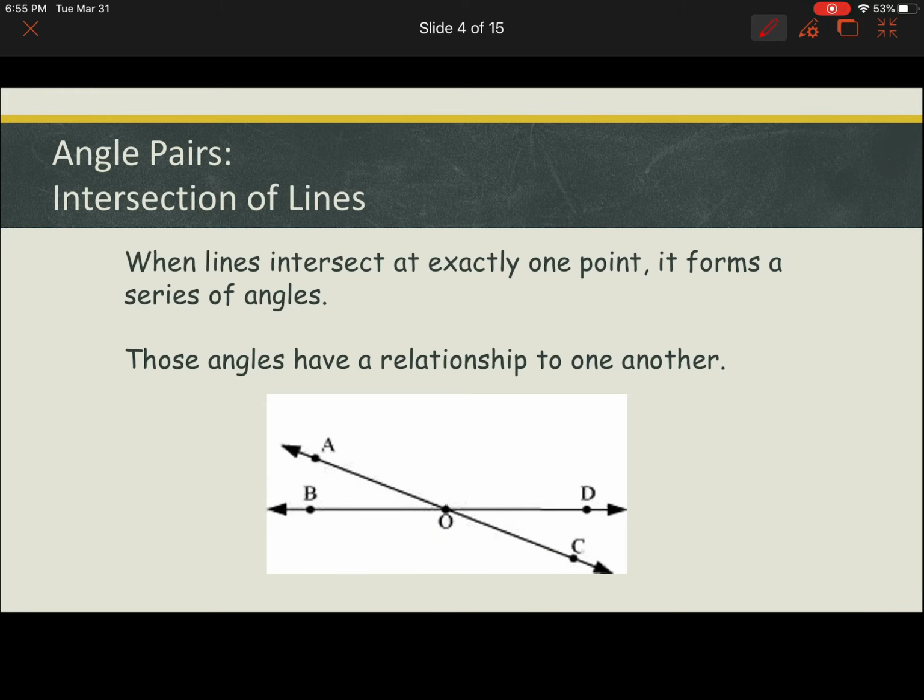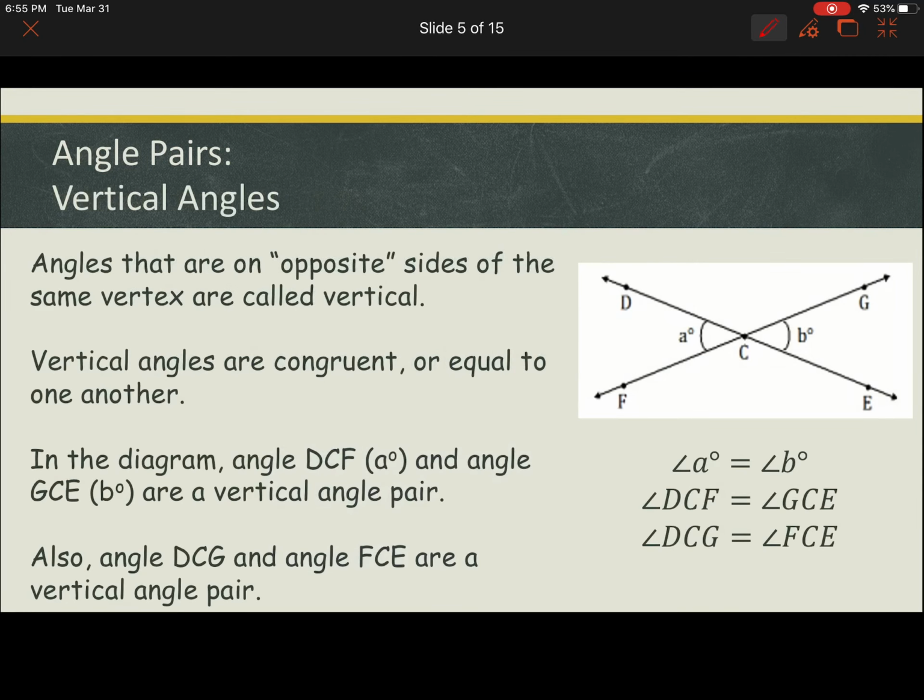So we're going to talk about intersections of lines. When you have lines that intersect at one point, it forms a series of angles. So we're going to take a look at what type of relationship they have to one another. First type are vertical angles. So angles that are on opposite sides of the same vertex. Here we have a vertex of C. The ones that are on the opposite sides of each other, the angles, are called vertical angles.